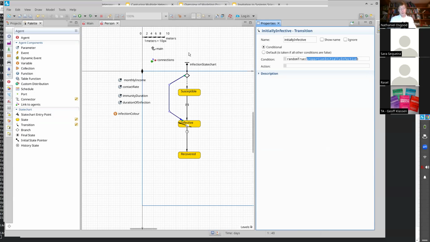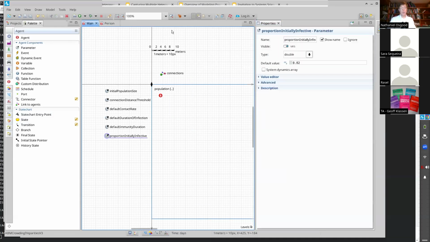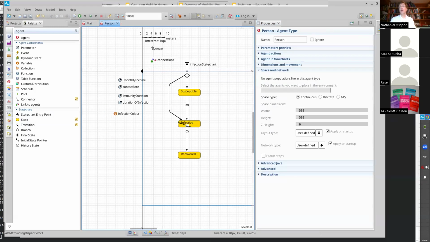In other words, a given person comes in at the start of the model. No people are going to come into this model, and no people are going to leave it. It's just going to be a cohort, a fixed population. They're going to come in, and their state is going to go down to susceptible by default. But if they flip a coin, with a certain small chance, they'll start infected. And the small chance is given by this proportion initially infective, 0.02. So 2%.